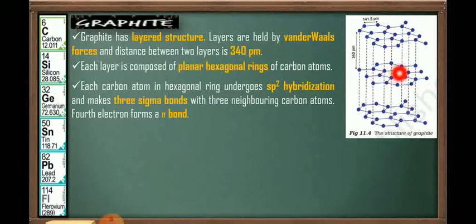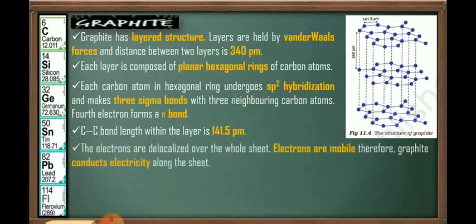1 carbon atom forms covalent bonds with 3 neighboring carbon atoms. The 4th electron forms a pi bond between the carbon atoms. And the carbon-carbon bond length is said to be 141.5 picometer, lesser than that of the bond length in case of diamond.